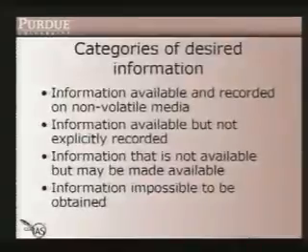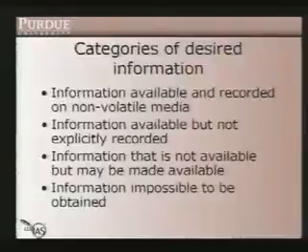The next category is information that is not available to the system, but that we can probably make available. An example of this might be location information. Current computing systems do not really have a sense of what location is, but one can probably make some of that available. And the last category is information that we might want, but it's actually impossible to obtain. And I'm actually going to get into that aspect a little bit later on.